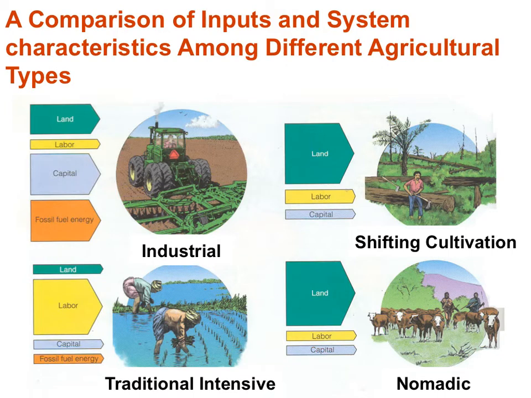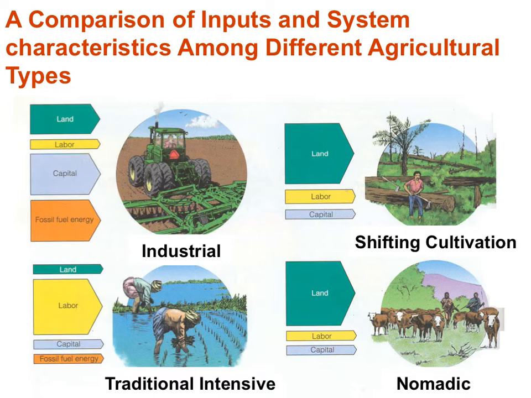Here is a slide that shows a comparison of inputs as well as system characteristics among different agricultural types. I will compare the modern industrial farm, typical of a wheat or corn farm in Iowa, with the traditional farm, typical of a subsistence rice farm, say in Nepal or India. Now notice the difference in required land and labor. Modern industrial farms require lots and lots of land and do not require much labor. Traditional intensive farms require a lot less land but require far more labor.